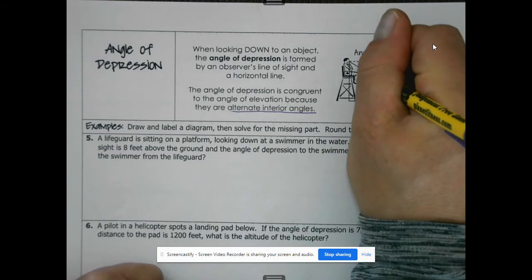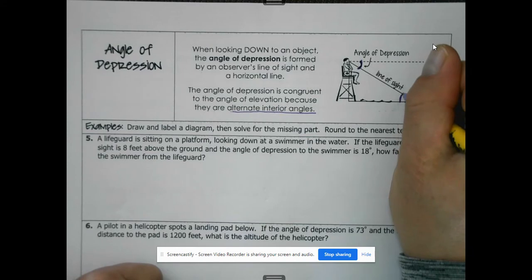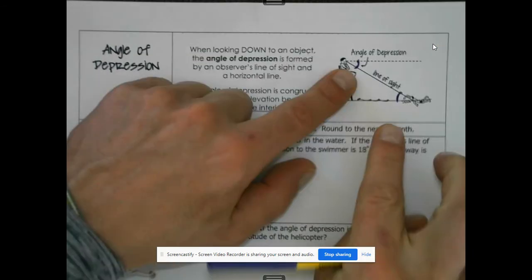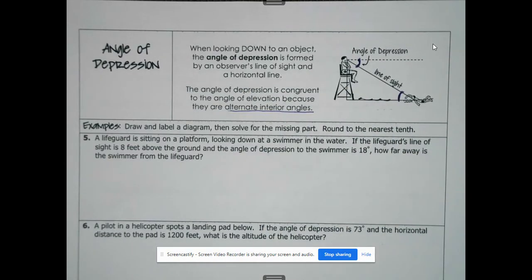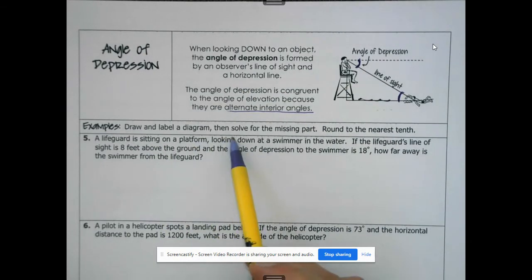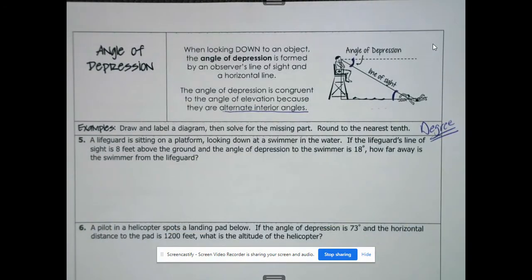So this angle right here is the same as this angle right here. These are alternate interiors, back from first semester. All right, draw and label a diagram, solve the missing part, round to the nearest tenth. Make sure once again that you are in degree mode. If you're not, you're going to get them all wrong.